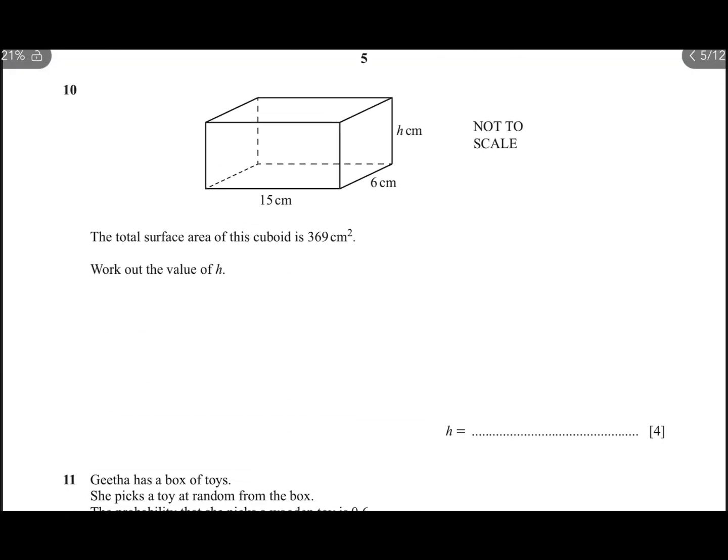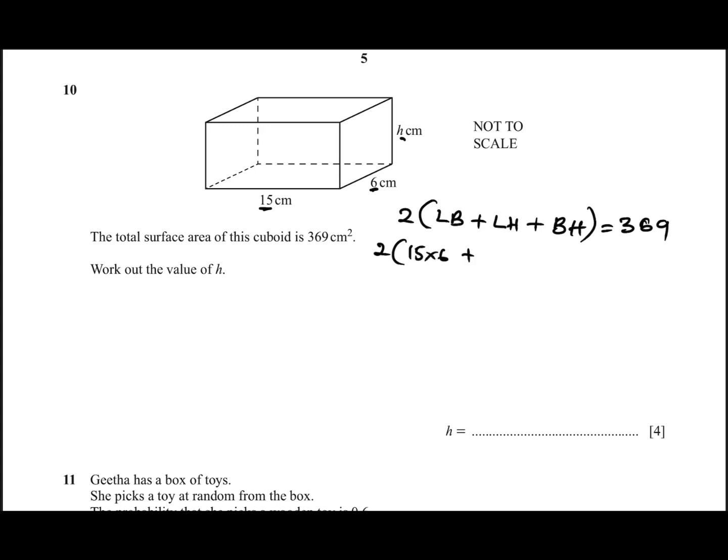So the next question, look at this. Find the total surface area of this cuboid. The total surface area is going to be 2 times the length times breadth plus length times height plus breadth times height in this case. So 2 times, what is the length here? And they told us the total surface area is 369. This is the length, this is the breadth, this is the height. Length times breadth is 15 times 6, plus the length also 15 times h, plus breadth times height is 6 times h, which equals to what?